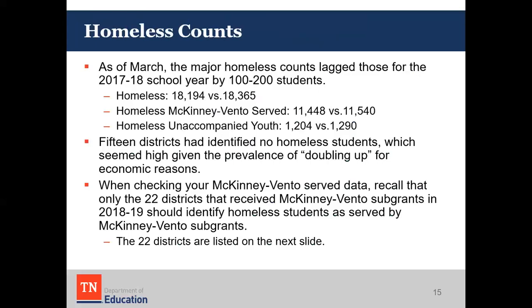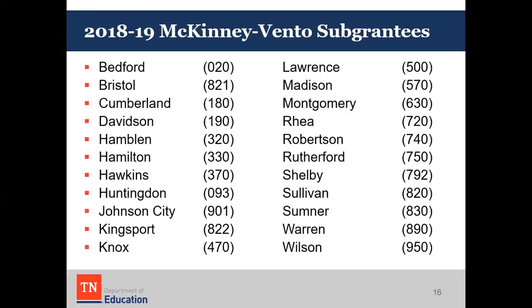The 22 districts listed on the next slide are subgrantees: Bedford, Bristol, Cumberland, Davidson, Hamlin, Hamilton, Hawkins, Huntingdon, Johnson City, Kingsport, Knox, Lawrence, Madison, Montgomery, Ray, Robertson, Rutherford, Shelby, Sullivan, Sumner, Warren, and Wilson.